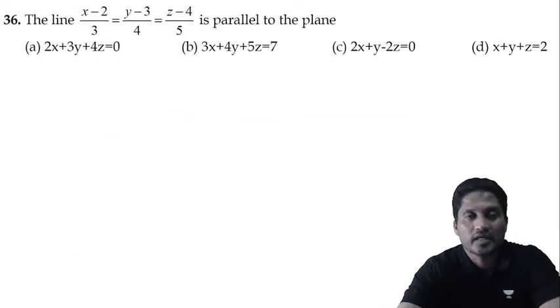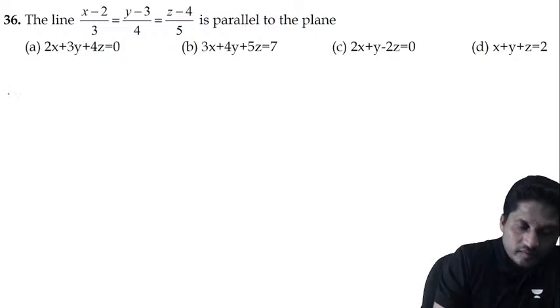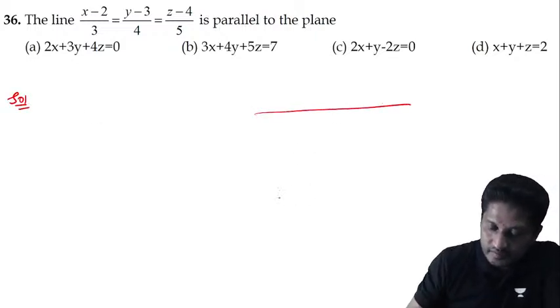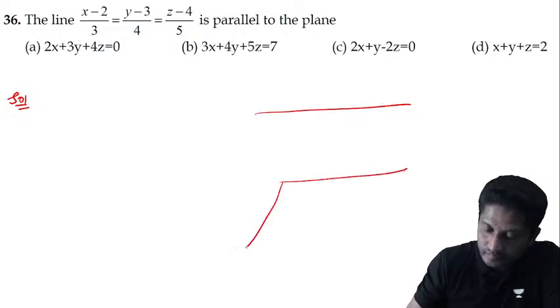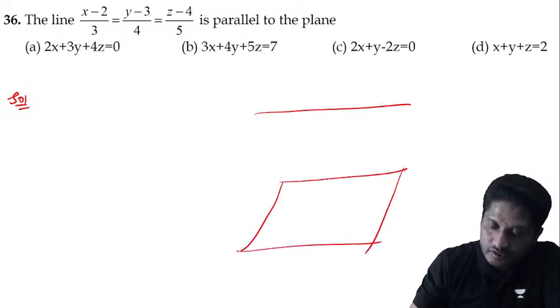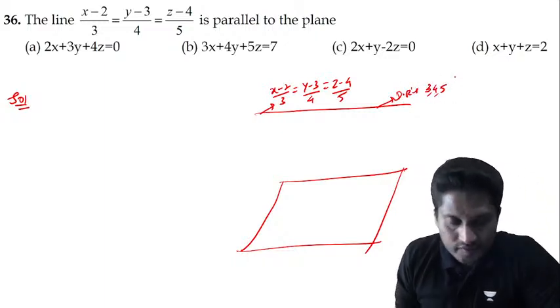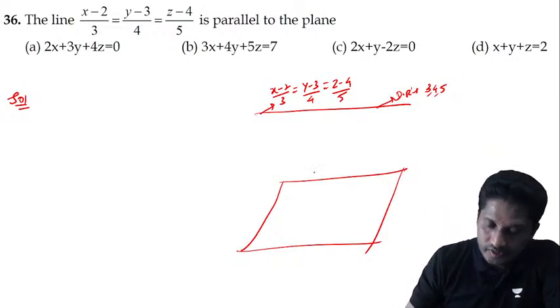The line is parallel to the plane. Okay, now let's say this line is parallel to which plane? If I use the first option, so drs of this line x minus 2 by 3 is equal to y minus 3 by 4 is equal to z minus 4 divided by 5. So drs of this line is 3 comma 4 comma 5. Now the line is parallel to which plane? Suppose I take the first option.